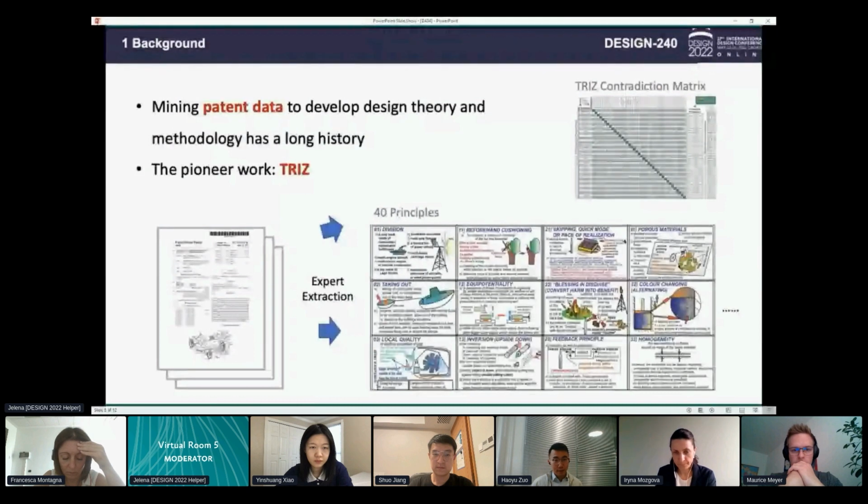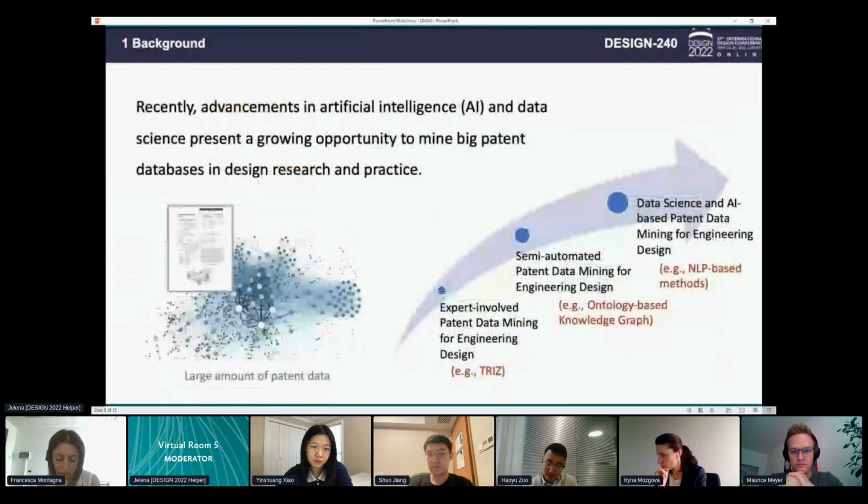Mining patent data to develop design theory and methodology has a long history and can be dated back to the 1950s. Altshuller and his team developed the theory of inventive problem solving by manually reviewing and analyzing thousands of patent documents. Recently, advancements in artificial intelligence and data science present a growing opportunity to mine big patent databases in design research and practice. Specifically, patent for design research has experienced 3 phases, from the early expert-involved methods like TRIZ to recent data science and AI-based methods.